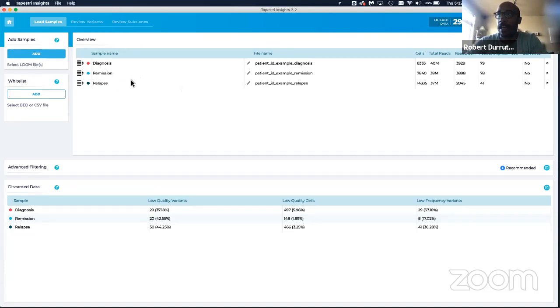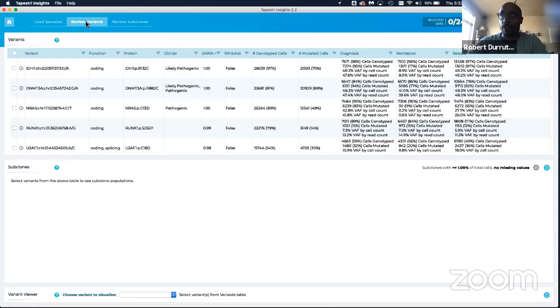It is a 3 time point series from a patient that was sampled at the diagnosis time point. That patient achieved remission at some point as determined by the clinician, and then unfortunately relapsed again. After applying the default filters, you'll notice that we are left with about 30,000 cells and 24 variants. As a reminder, the pipeline uses GATK together with a haplotype caller. Of those 24 variants, we do not expect all to be relevant for your specific disease model.